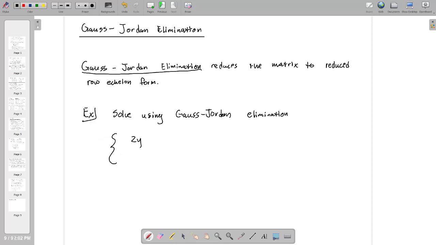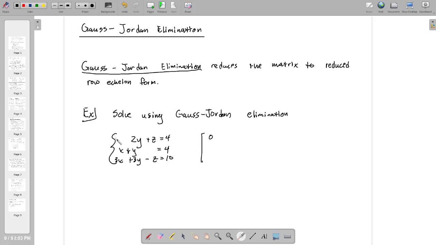Then we have 2y plus z is equal to 4. x plus y is equal to 4. And 3x plus 3y minus z is equal to 10. Now again, first step, we change this to its augmented matrix.